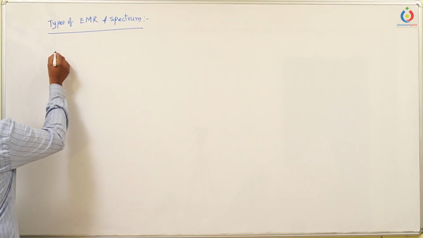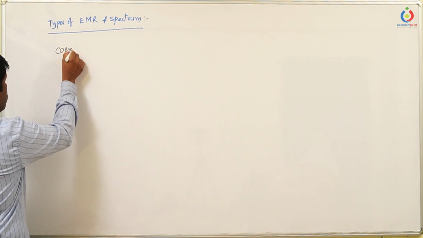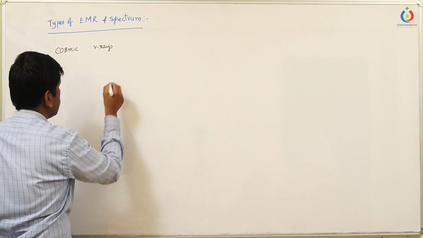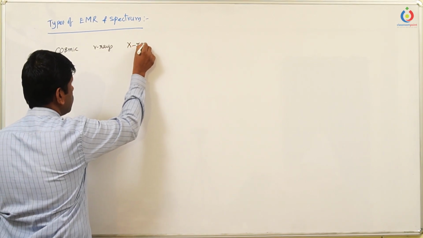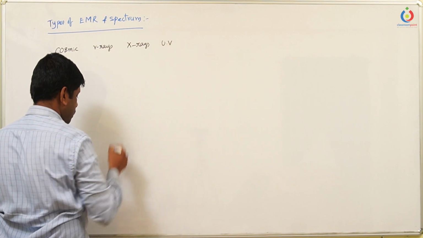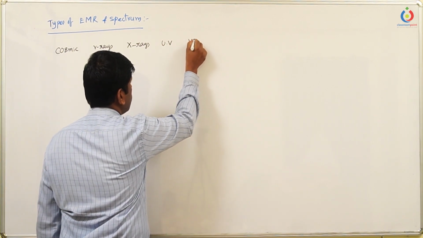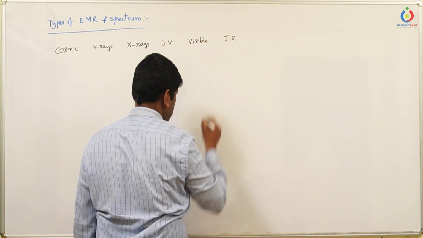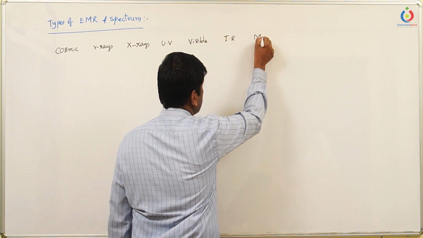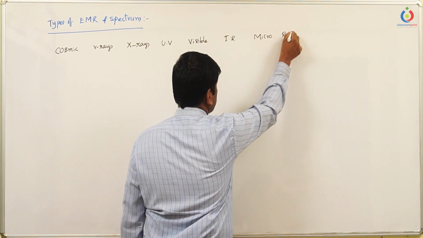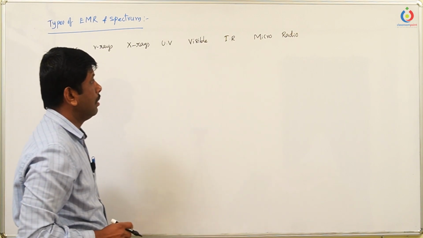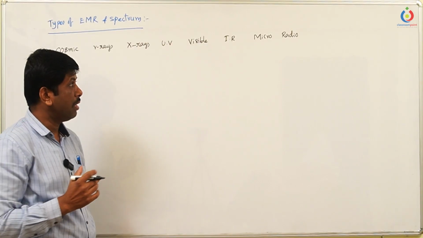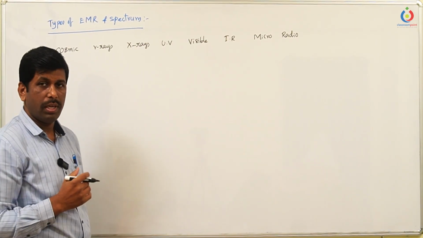They are cosmic rays, gamma rays, X-rays, ultraviolet rays, visible radiation, infrared radiation, microwaves and radio waves. Based on the various ranges of both frequency and wavelength, electromagnetic radiations have been classified like this.